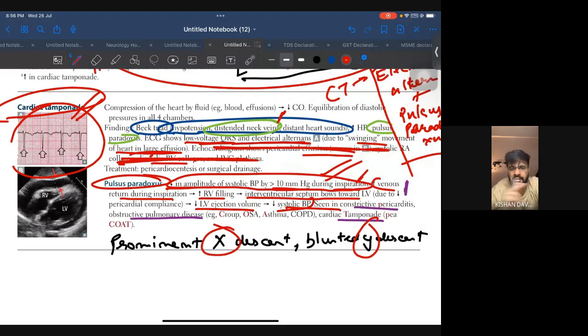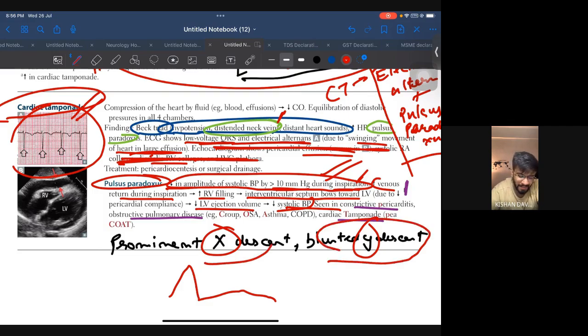But when we saw that Wiggers diagram in physiology, I showed you the A, C, X, Y waves. So that is what X descent and Y descent mean. In cardiac tamponade you will see decrease in Y descent but increase in X descent. This is very important. Many questions have been asked over here. And another thing you need to remember here is the water bottle sign, which is important.